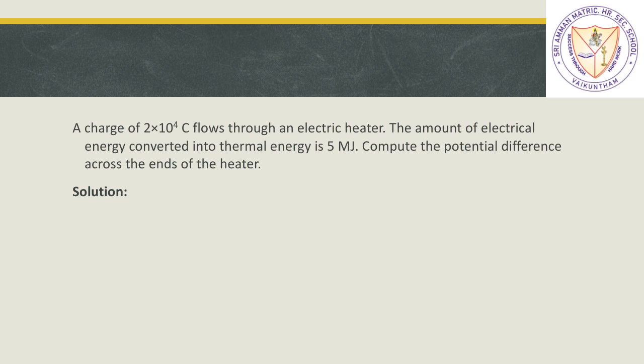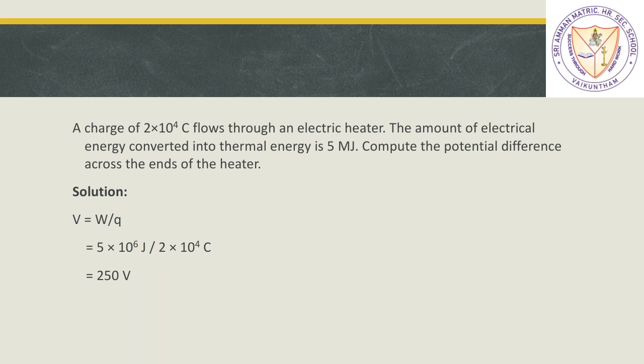Mega is 10 to the power 6. Kilo is 10 to the power 3. Right? Mega is 10 to the power 6. Giga is 10 to the power 9. Okay. Compute the potential difference across the ends of the heater.